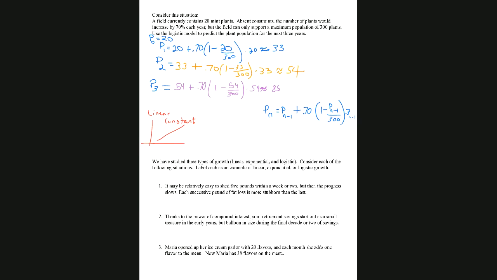So think of Connor's money in the jar. He puts $25 each month. So I'm going to increase my amount by 25 each month. That's not going to change. So that's going to be constant growth.